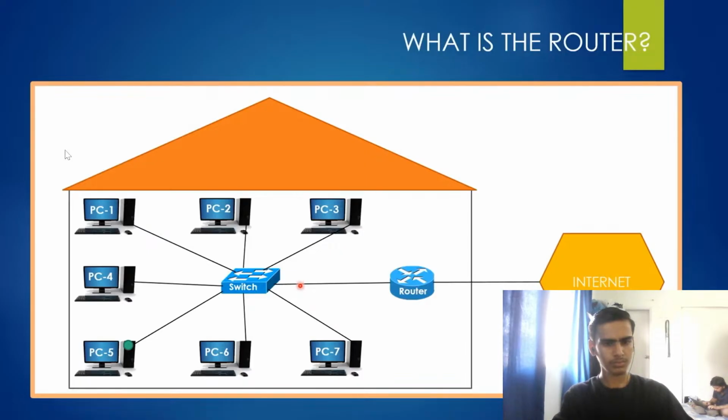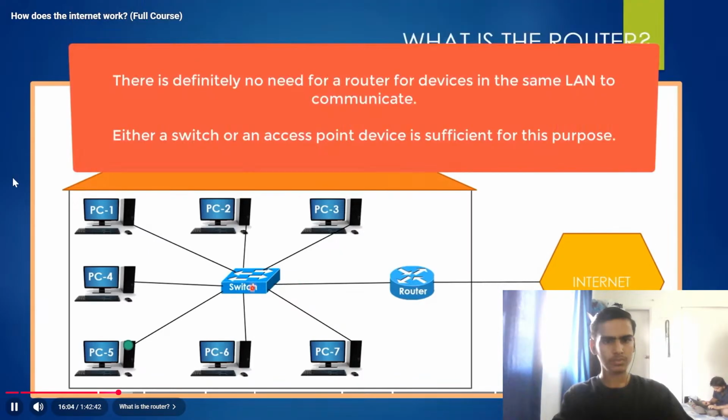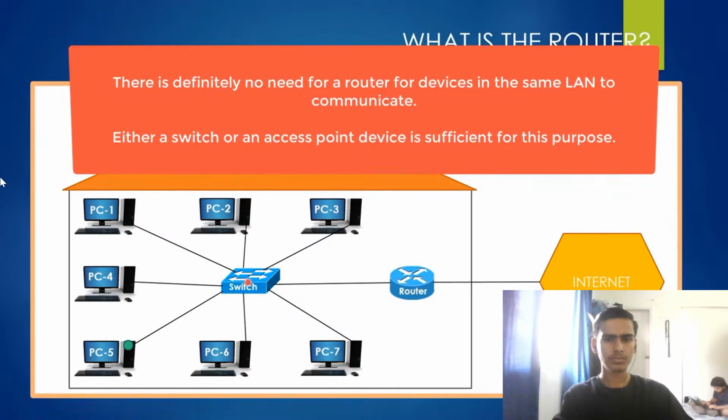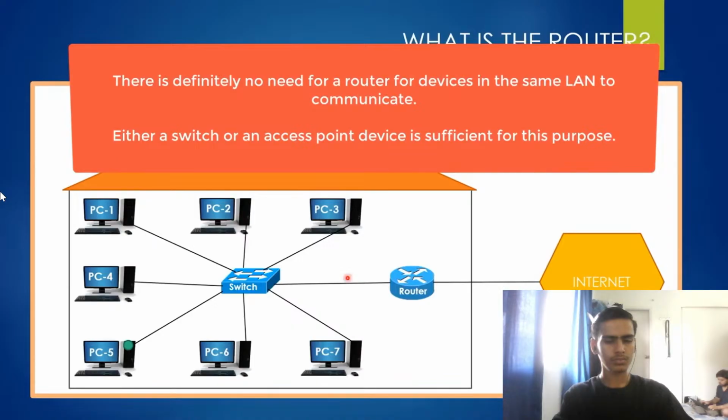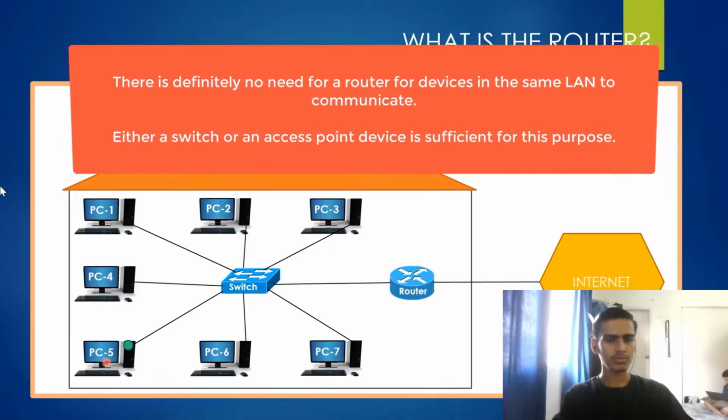And please always remember, a switch device is enough for us in order for communication of devices in the same LAN. On the other hand, a router has no role in the communication of different devices in the same LAN like PC1 and PC5. This is very vital, okay? I hope I could explain the event.